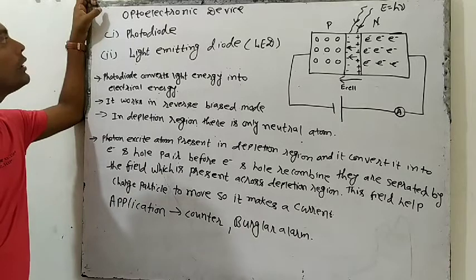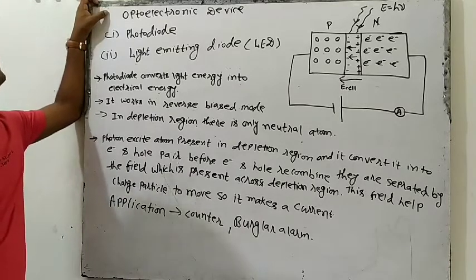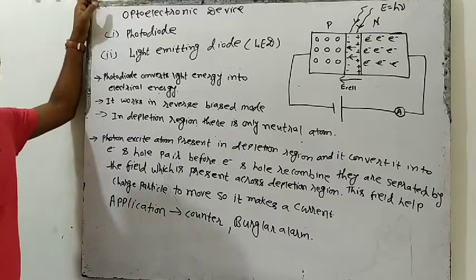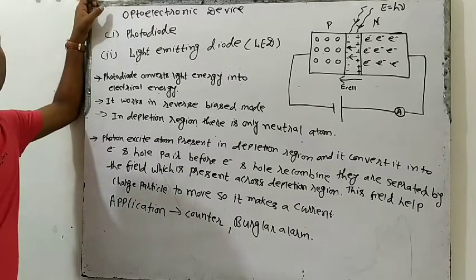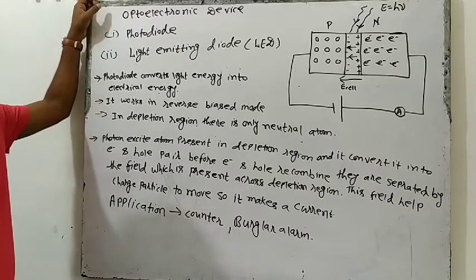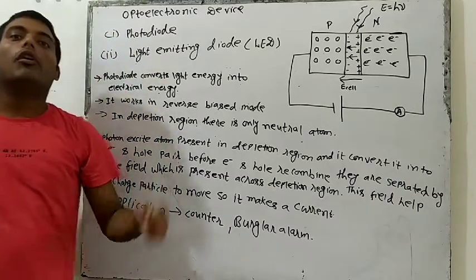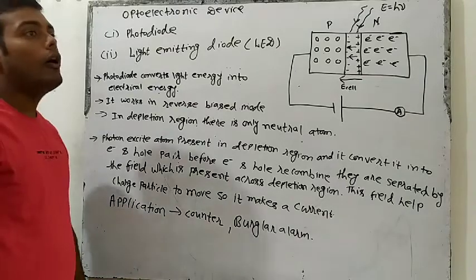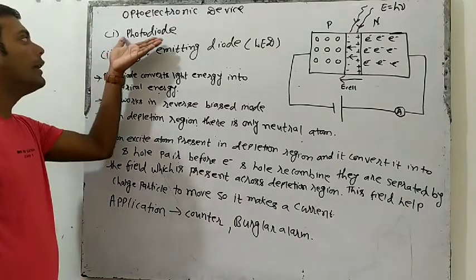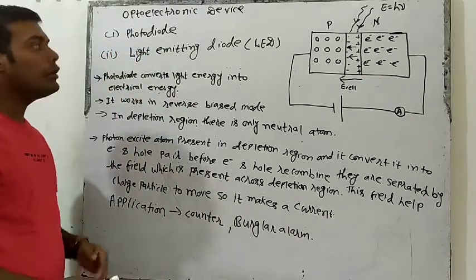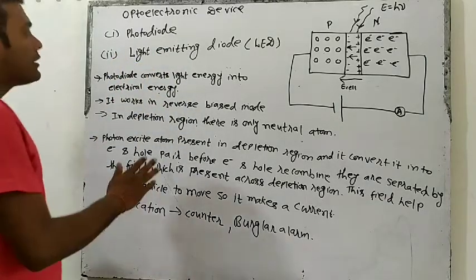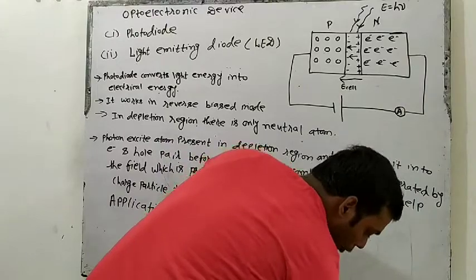Important topic, that is optoelectronic device. Optoelectronic device means all those electronic devices which are working on the basis of light. Opto means light. So all those devices which will work on the principle of light are known as optoelectronic devices. First, in this we will study photodiode, and then after we will study light emitting diode. So the first that we will study is photodiode.